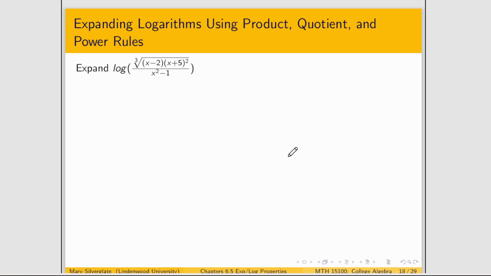Go ahead and pause this video and try this one yourself. Keep in mind that that denominator does factor, so don't forget to factor that denominator.